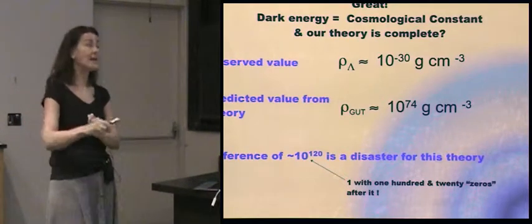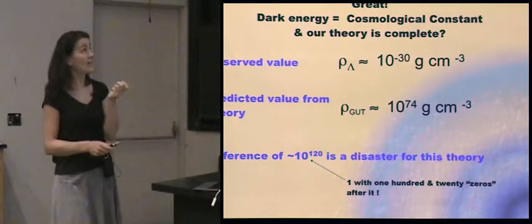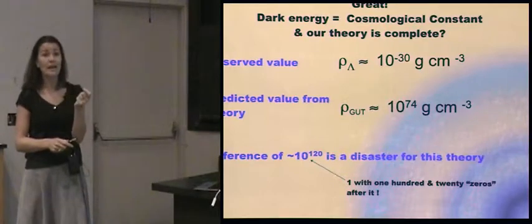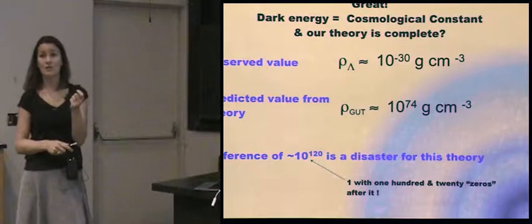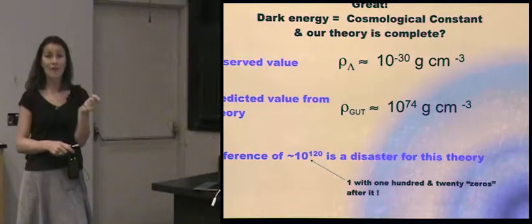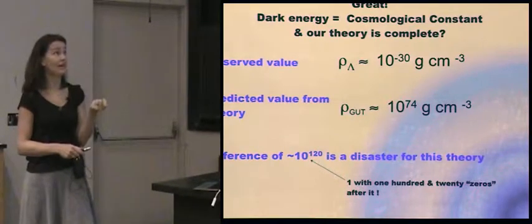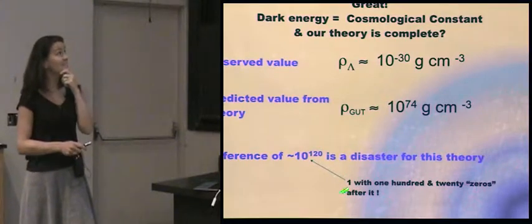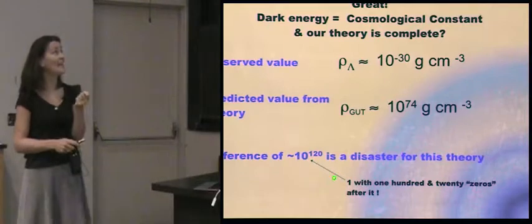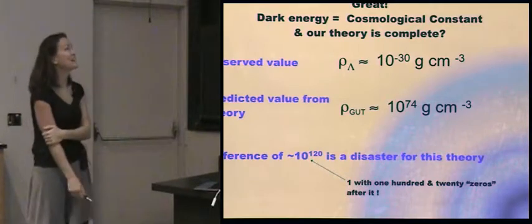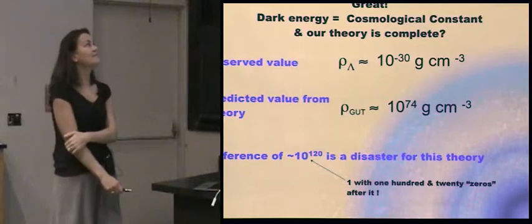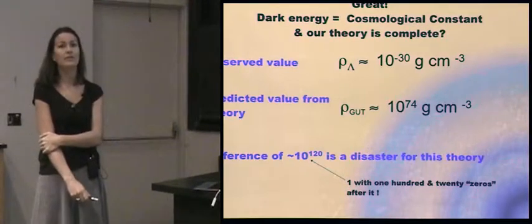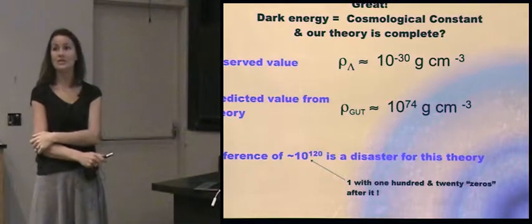You sit down and spend a couple of days doing the calculation with quantum mechanics. And what you calculate is a value of 10 to the 74 grams per centimeter cubed for the energy that should be there from the quantum vacuum. So this discrepancy is not small by any means. This is a 10 to the 120 order of magnitude discrepancy, and it's an absolute disaster for this theory. And this is something that we still have not combated. We still don't have an answer for why this is true.